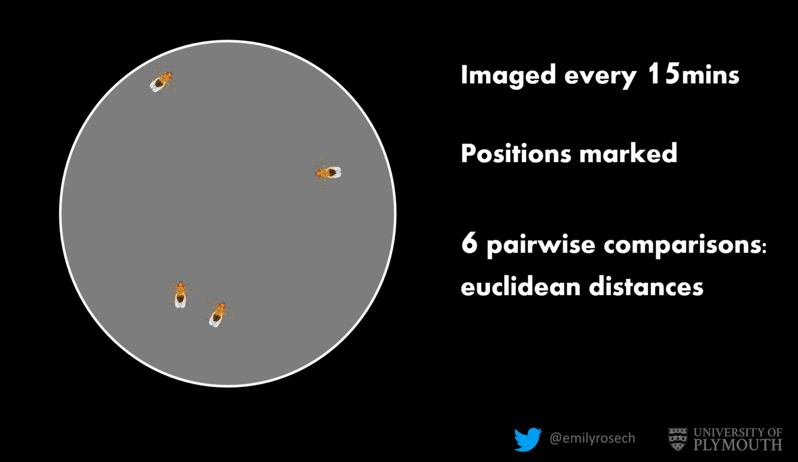Images of the individual positions were taken every 15 minutes, which enabled us to calculate Euclidean distances, of which there were 6 in total. Here's an example arena where you can see these 6 distances. We then use these values to work out the mean individual distances from the 3 rivals for each image.